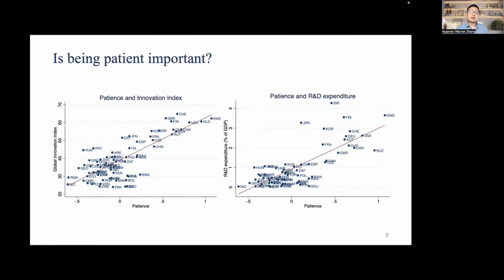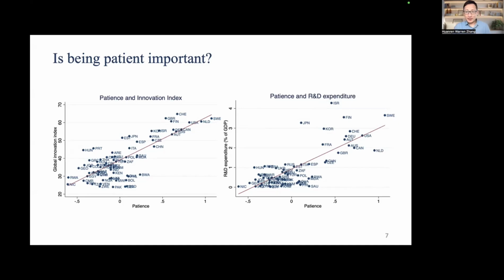Of course, as economists, you should be aware that correlation does not mean causation. So it doesn't mean patience is causing all those different performance measures. There might be some other factors that are explaining both, but I just want to show you that it is correlated with a lot of economic performance indicators. So that is actually an important indicator, important variable, important concept, important preference for us to understand.